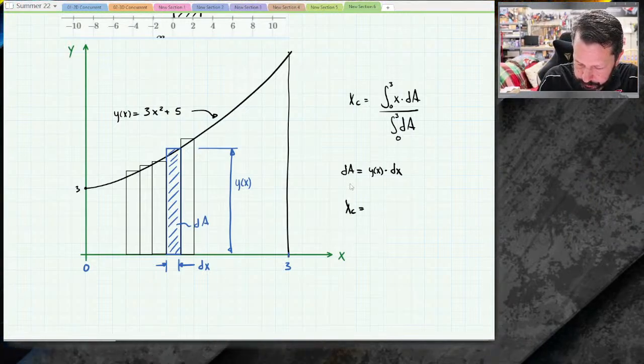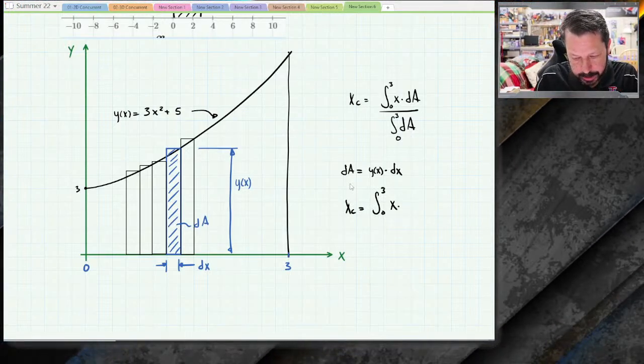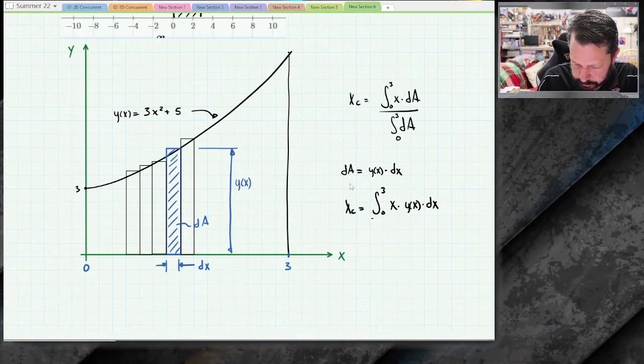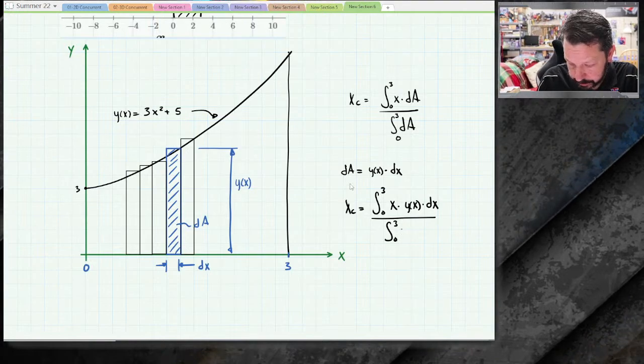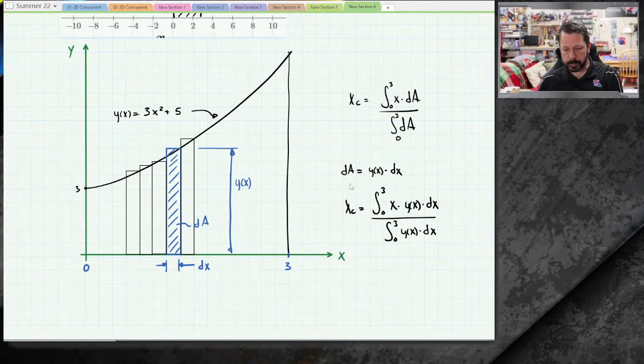So now I can re-look at my equation. X sub c equals integral from 0 to 3 x dA, which is now y of x dx, over the integral from 0 to 3 dA, which is y of x dx. Okay.